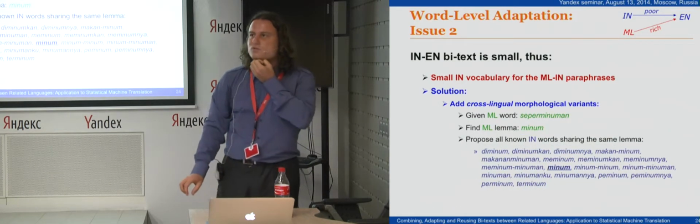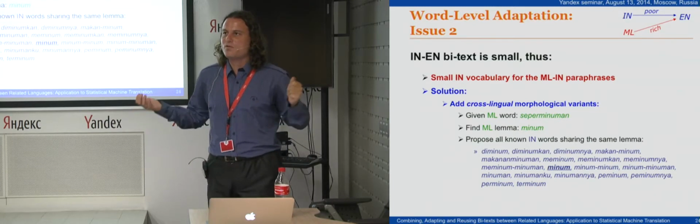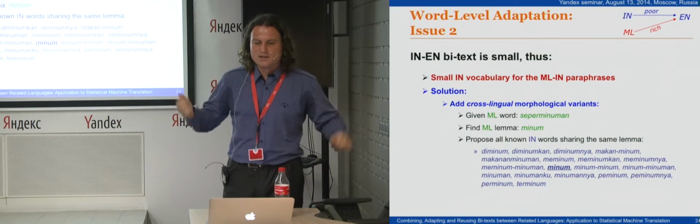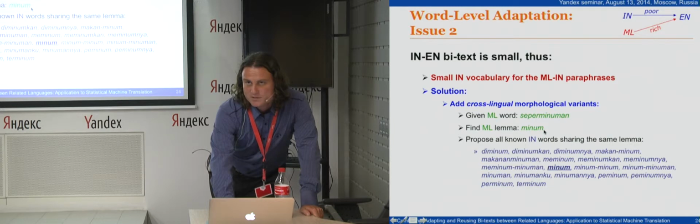So what we do is we try to extend this by generating cross-lingual morphological variants. So this works like that. Suppose you have a Malay word, superminuman, and then you go to morphology and you come to the stem of the word, that's minum, which means to drink. Meminum is drinks, and so on. Minuman is a drink. Minum is to drink. Terminum is like drink by mistake, and so on.